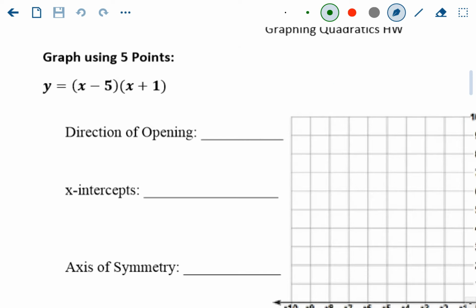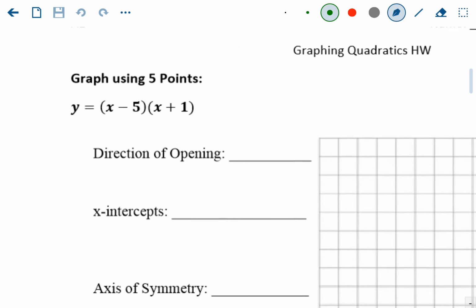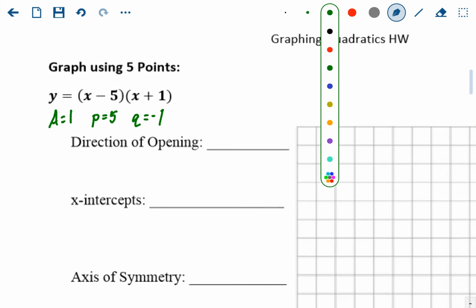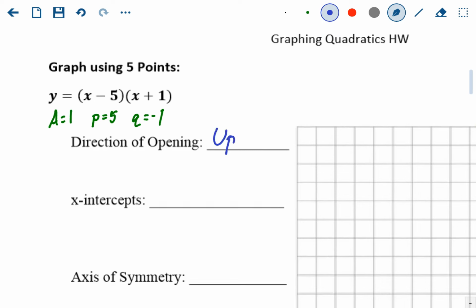Alright, so we've got factored form. In standard form, we have A, B, and C. In factored form, we have A, P, and Q. The A value is whatever's in front of the two binomial factors. In this case, there's nothing in front of it, so it's 1. Your P is 5, and your Q is -1. Alright, the direction of opening: does it open up or does it open down? Same thing with standard form, it relies on the A value. This one's going to open up because you have a positive A value.